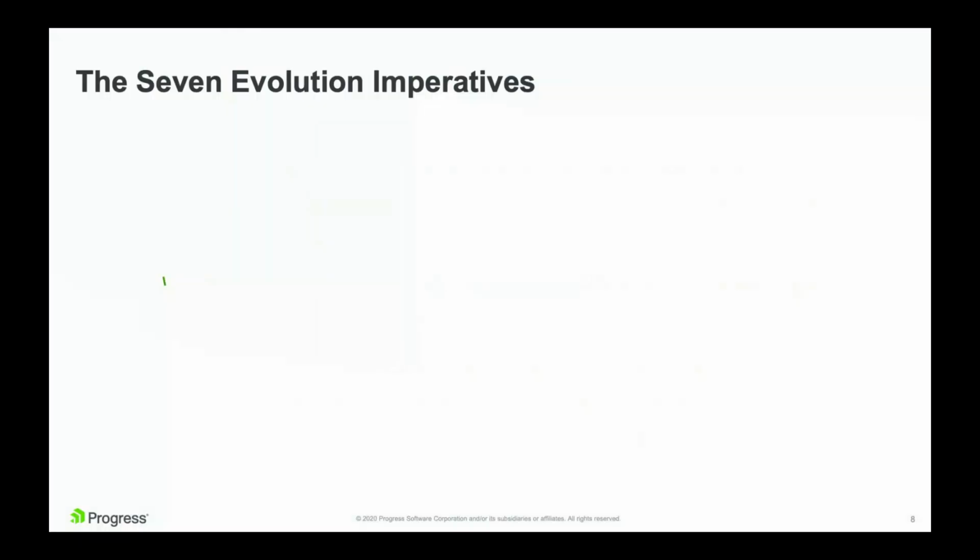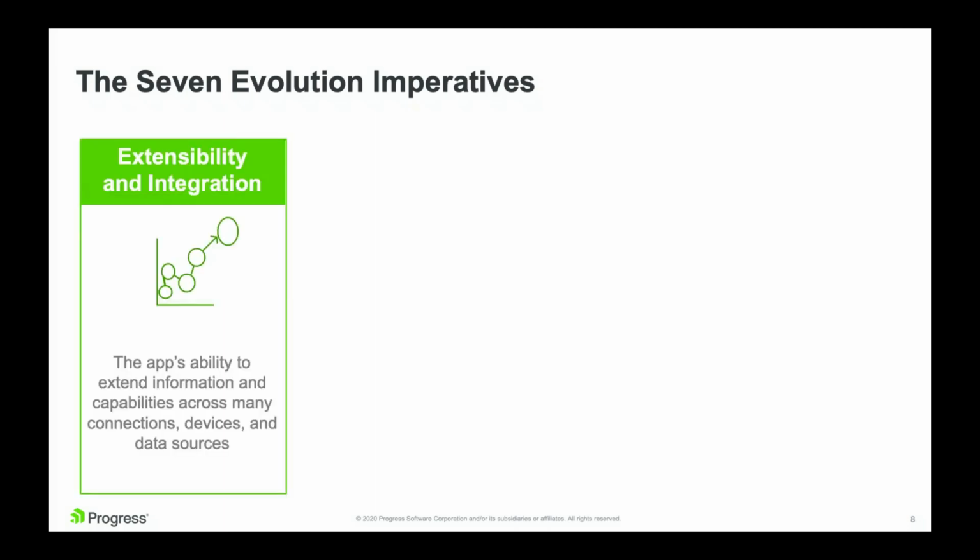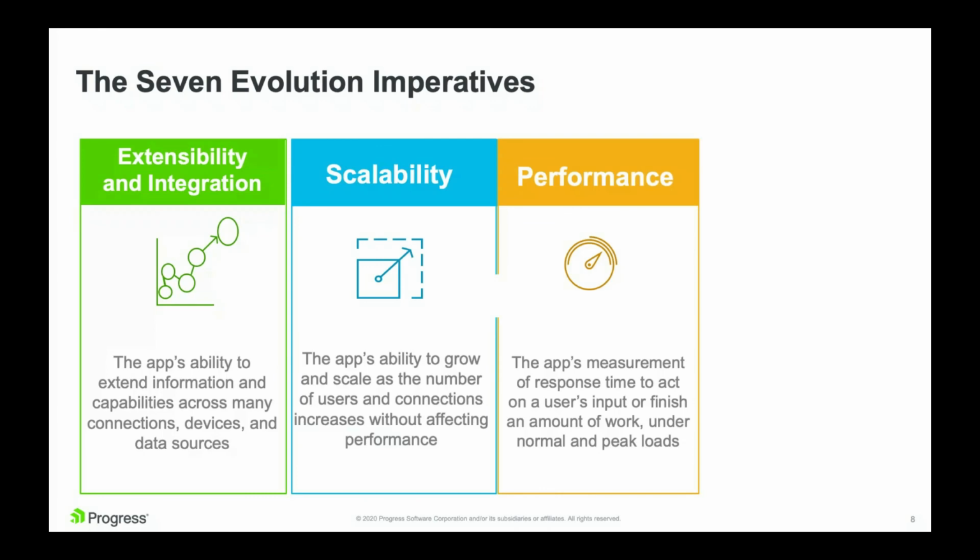With that said, let's take a look at what the 7 evolution imperatives are and how they make up the ecosystem of a modern application. Starting with extensibility and integration. This is basically the application's capacity to append additional functionality without affecting its structure, but also refers to its ability to share and to extend both information capabilities and data across connections. So it refers to architecture, microservices, as well as data connectivity. Scalability and performance go hand in hand because as the application begins to grow in number of users and connections, its ability to scale is dependent upon its ability to maintain performance as a result of that growth.